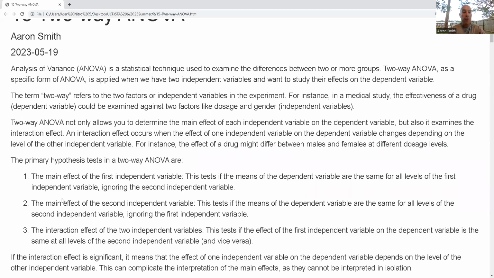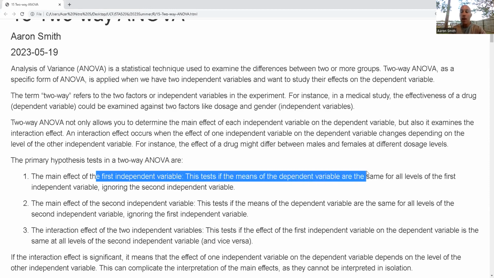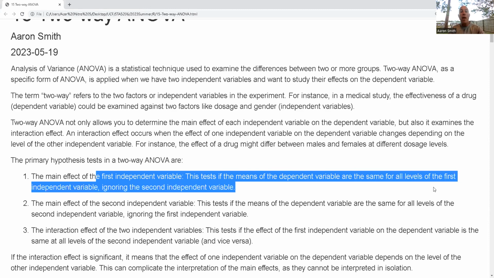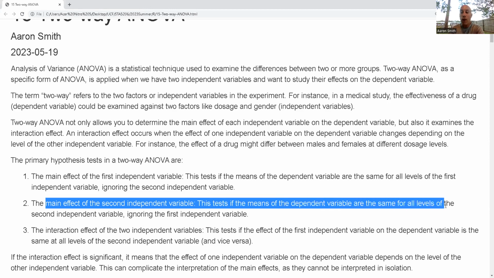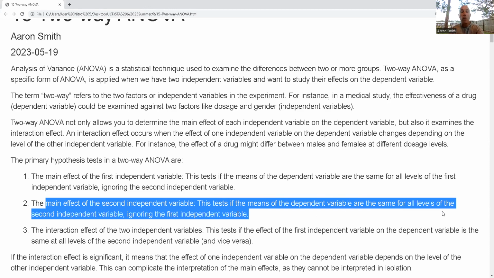The primary hypotheses in two-way ANOVA are: one, the main effect of the first independent variable; two, the main effect of the second independent variable; and then an interaction effect of the two interacting with each other. The main effect of the first independent variable tests if the mean of the dependent variable is the same for all levels of the first independent variable, ignoring the second independent variable. The main effect of the second independent variable tests if the mean of the dependent variable is the same for all levels of the second independent variable, ignoring the first independent variable.